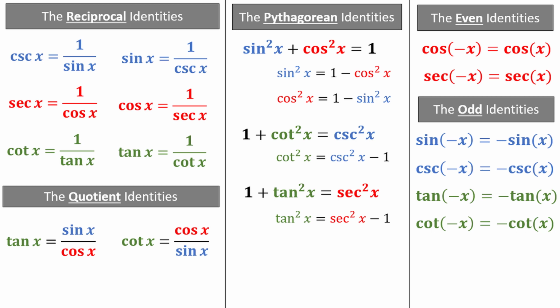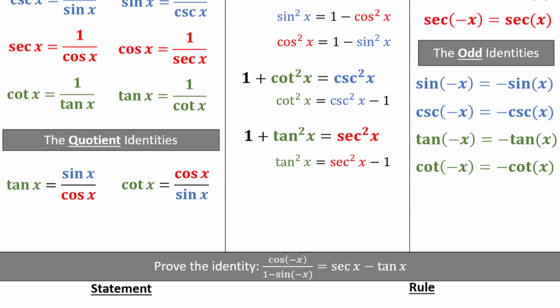Welcome, my friends. In this video, we will continue to use trigonometric identities to prove further identities. Specifically, in this video, each identity that we prove will involve either an even or odd identity. Let's look at our first problem.